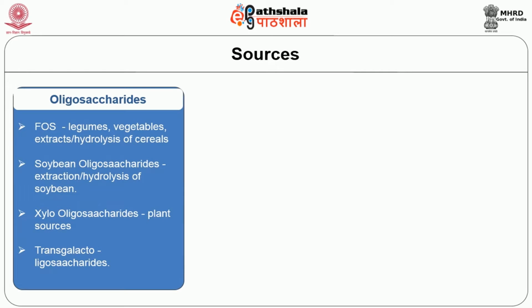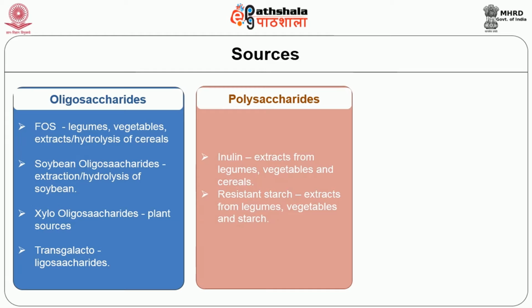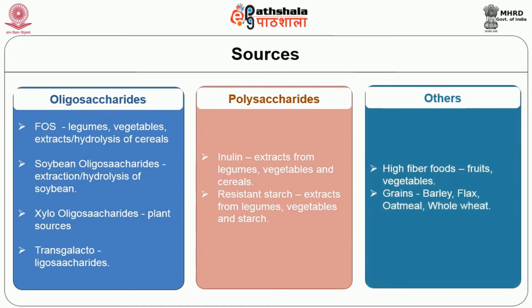What are the sources of prebiotics? Mainly they are oligosaccharides. FOS examples are legumes, vegetable extracts, and what comes as a matter of hydrolysis of cereals. The soybean oligosaccharides are derived by the extraction and hydrolysis of soybean. Xylo-oligosaccharides are plant sources. Trans-galacto-oligosaccharides are again plant sources. What are polysaccharides? Inulin is the best example of a polysaccharide. It is an extract from legumes, vegetables and cereals. It is a resistant starch, which is got from legumes, vegetables and starch. The other prebiotics are high fiber foods, fruits, vegetables, grains, especially barley, flax, oatmeal and wholemeal.